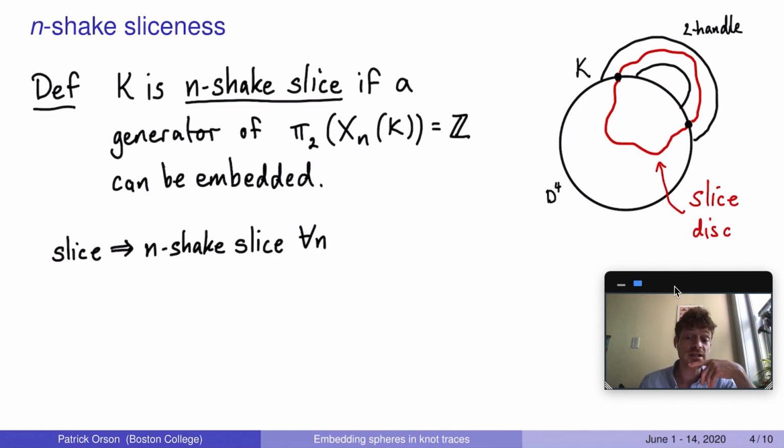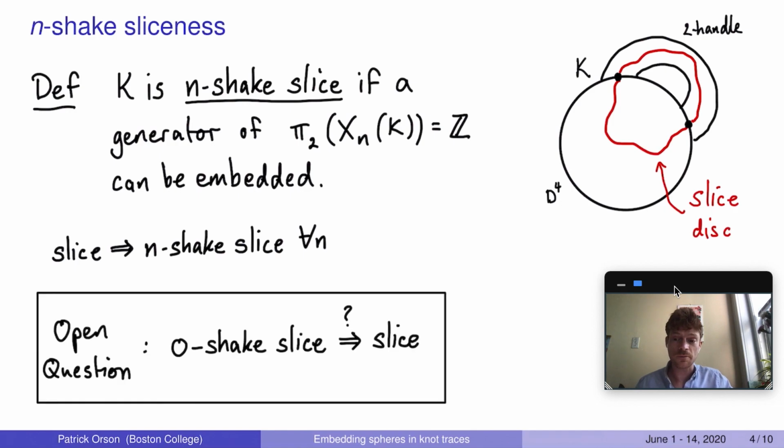You can think of shake sliceness as some sort of approximation to being slice. And you wonder about the converse. How good an approximation is this? It's been known for some time that it's possible to construct knots that are n-shake slice but aren't slice. So it's not a total correspondence, but still an open question is whether it is possible to construct a zero-shake slice knot that is not slice. I think that's an interesting open question, because it's very tantalizing.